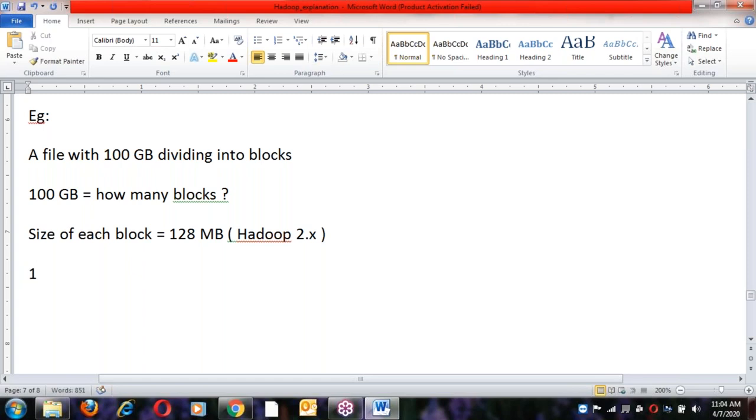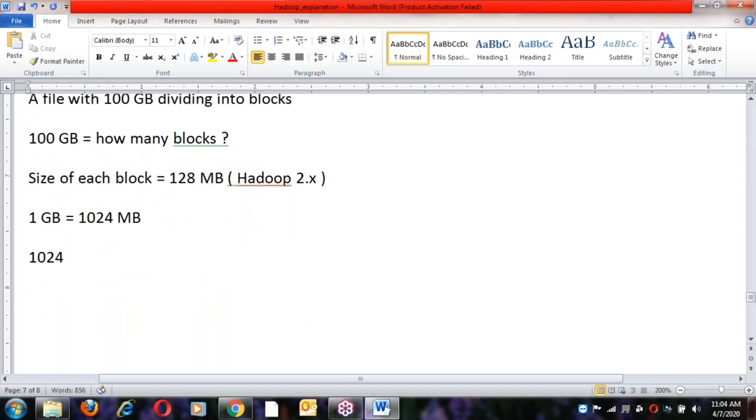Then 1 GB is equal to how many blocks? 1 GB equals 1024 MB. So 1024 MB divided by 128 MB equals how many blocks here? 8 blocks, right?